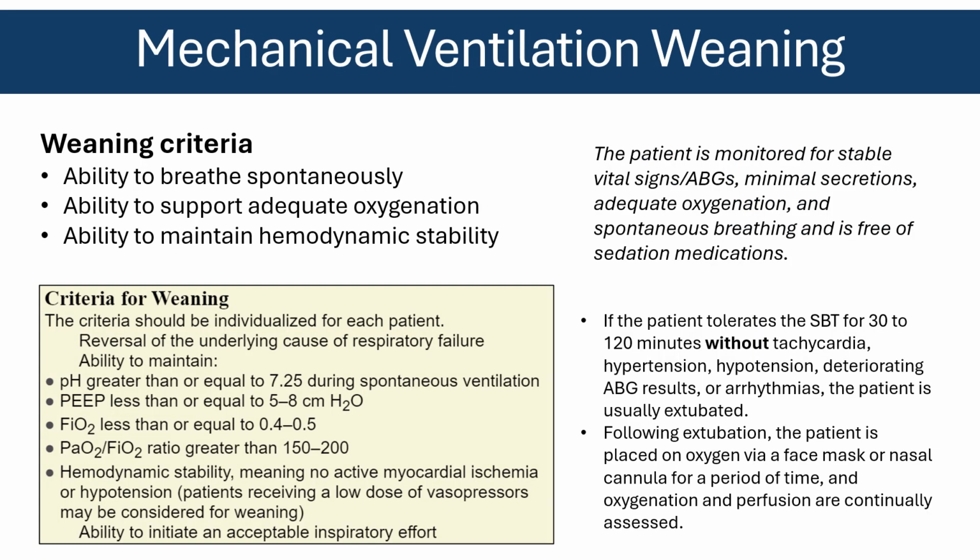Weaning criteria. It's important that you know what the weaning criteria is. We're not going to wean a patient who is too unstable to wean. We want to make sure they're able to breathe spontaneously, and these things are kind of common sense. We want them to be able to breathe on their own. Ability to support adequate oxygenation. So if we are doing breathing trials and we take them off and they start to desaturate, then they are not ready. Ability to maintain hemodynamic stability.